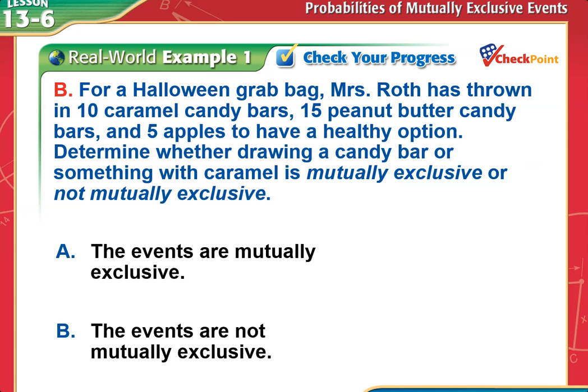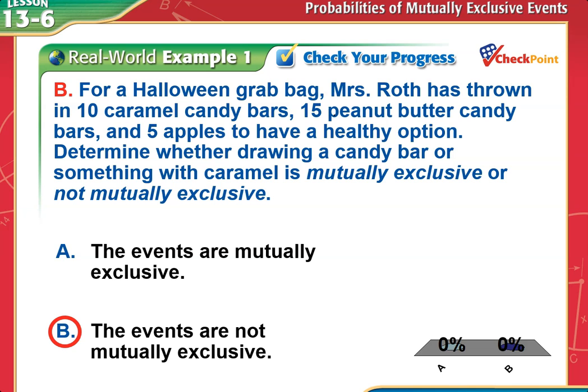Determine whether drawing a candy bar or something with caramel. Well, you could draw a candy bar that has caramel. So you could draw a candy bar and draw something that has caramel in it at the same time. So these events are not mutually exclusive.